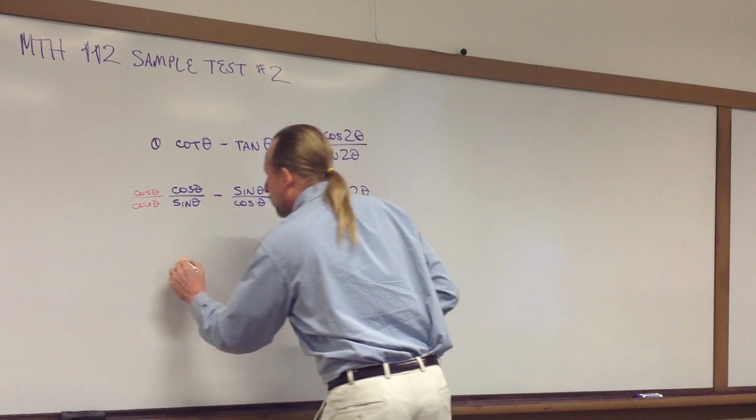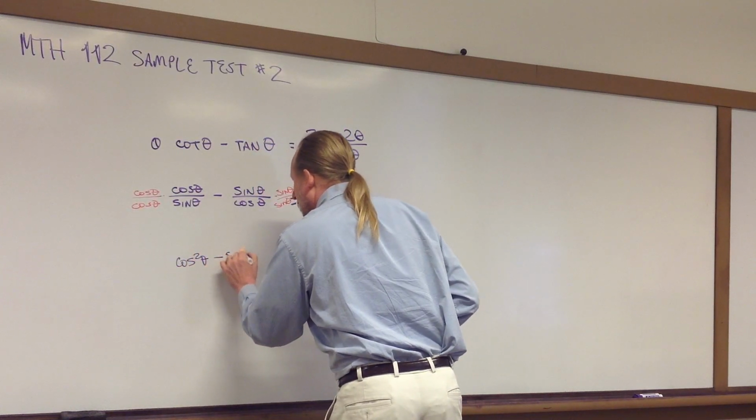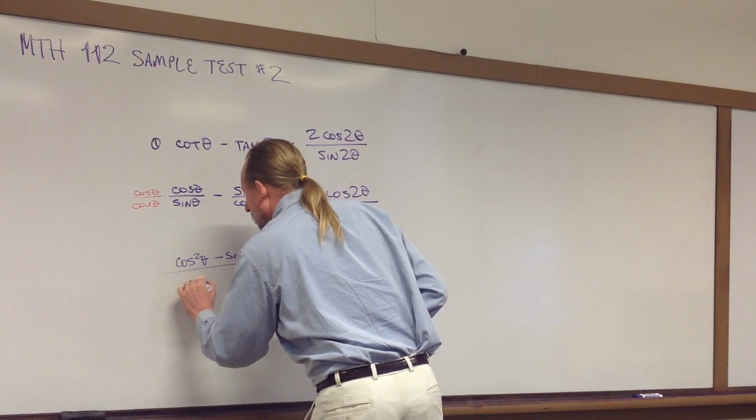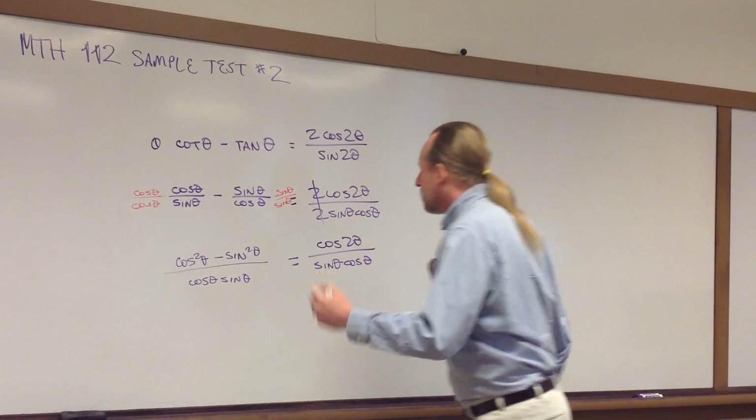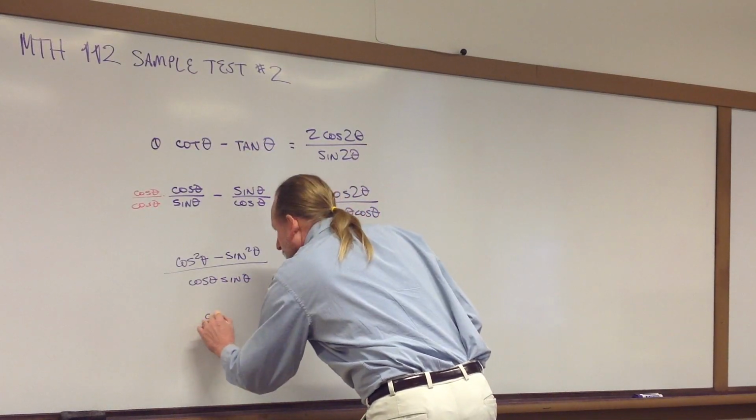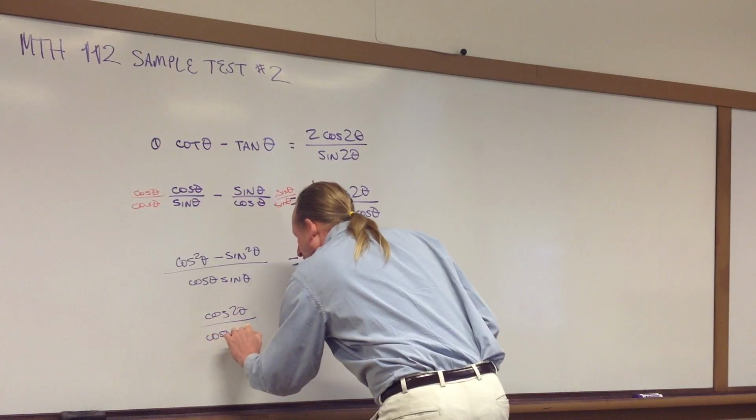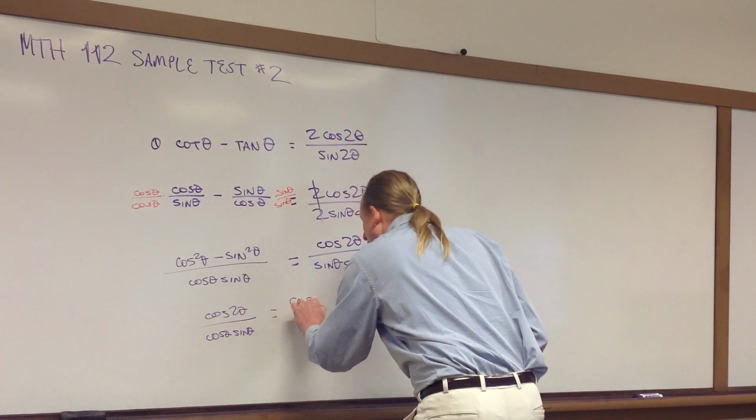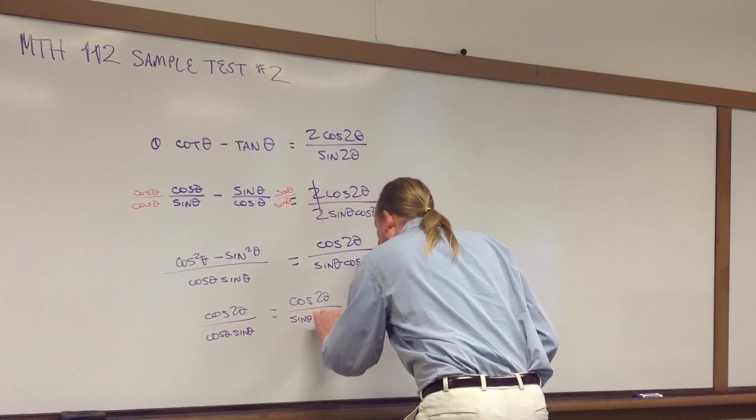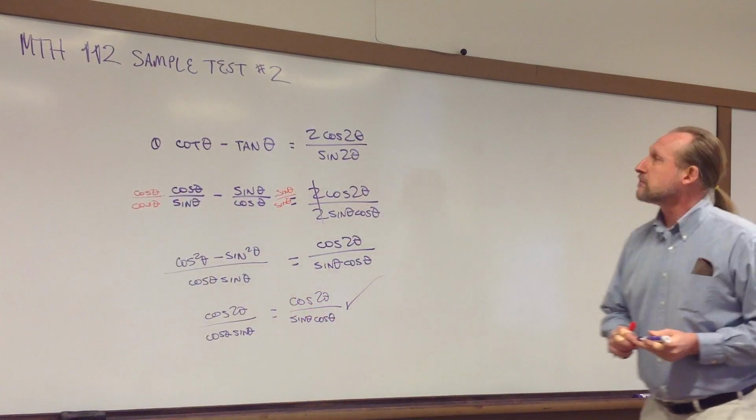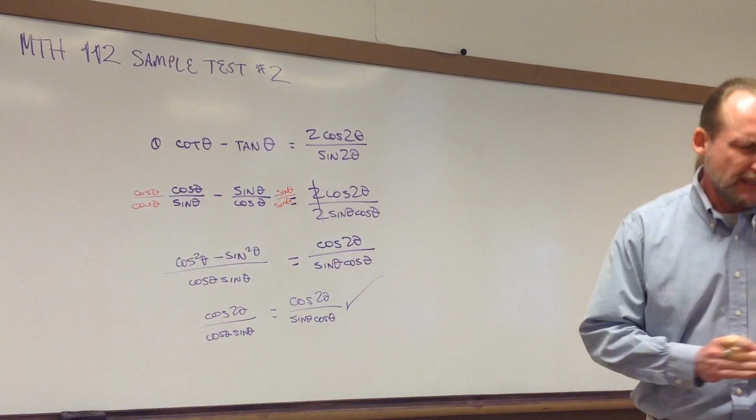And so we end up with cosine squared theta minus sine squared theta over cosine theta sine theta. And we can take the extra step and call this numerator cosine 2 theta. And then we're done. And there we go. Okay. All right. Let's see here.